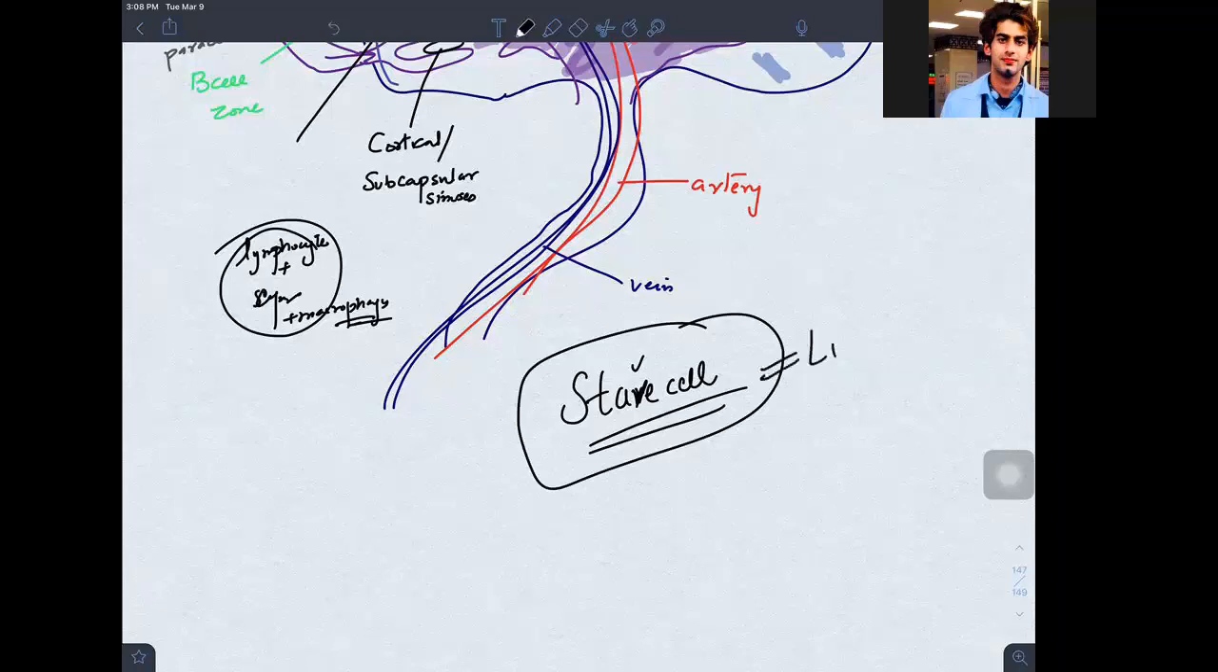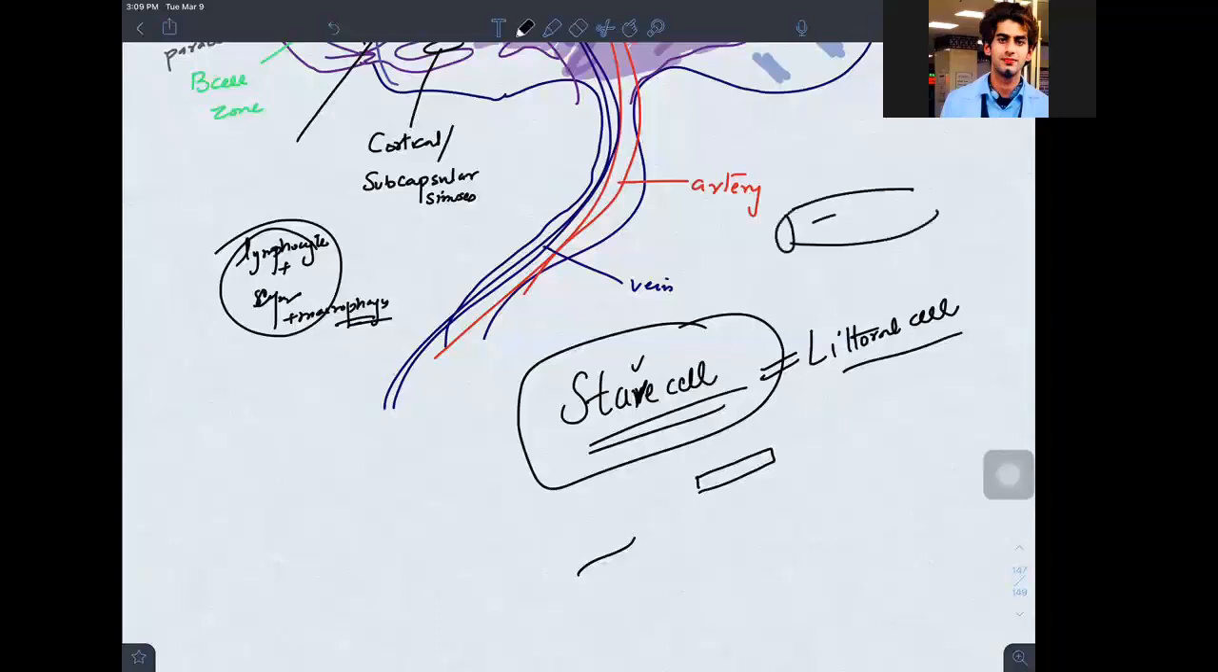Also called the littoral cell. You can see some flat cells. If you see the sinuses present in the spleen, there are some sinuses. Before you go to the sinusoids, you have to come to the cords of Billroth. You have to go through the cords of Billroth to reach the sinusoids. This is the bottleneck; for reaching the sinusoids, you have to enter it.